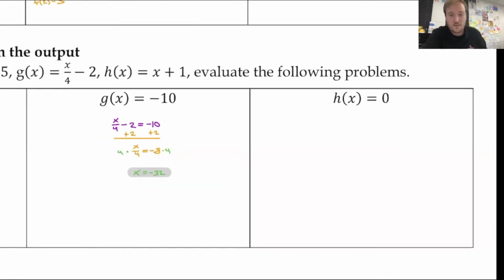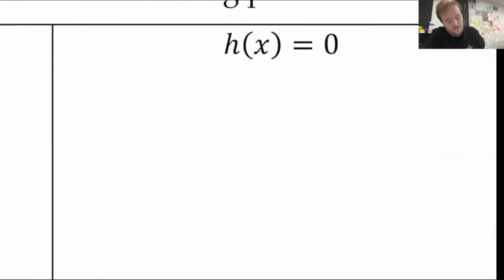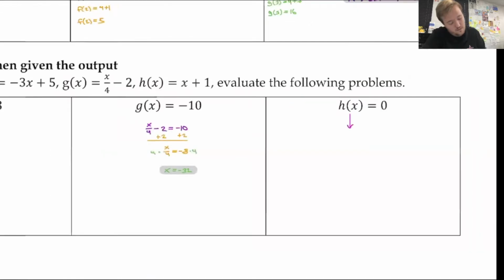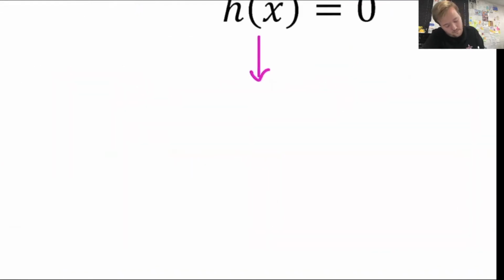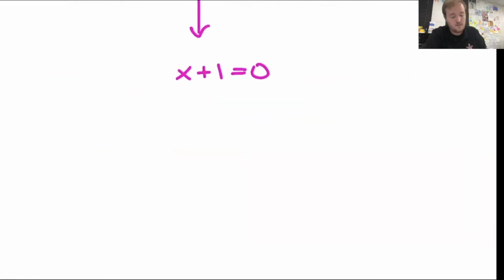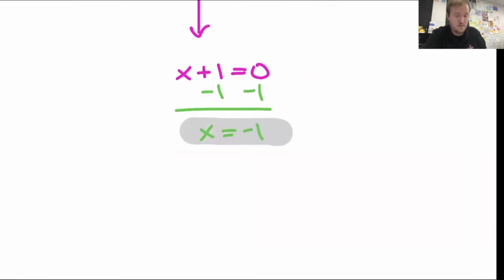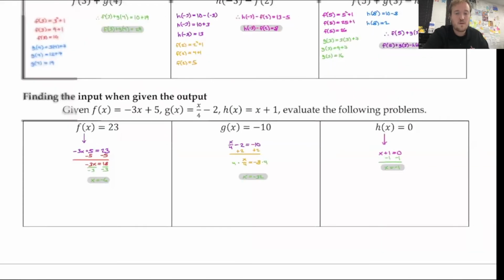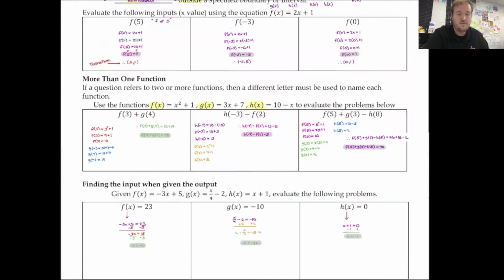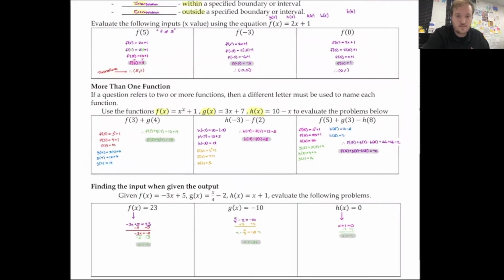All right, so I would say pause here, try that last one on your own. So h of x is equal to x plus 1. We're setting it equal to 0. So this should be the easy one. So subtract 1, x equals negative 1. All right, so that's kind of the basics of it.